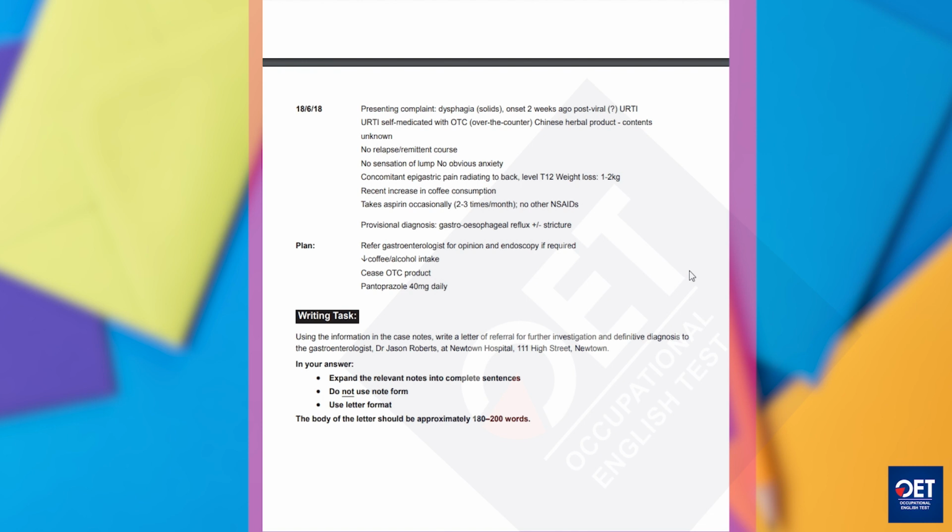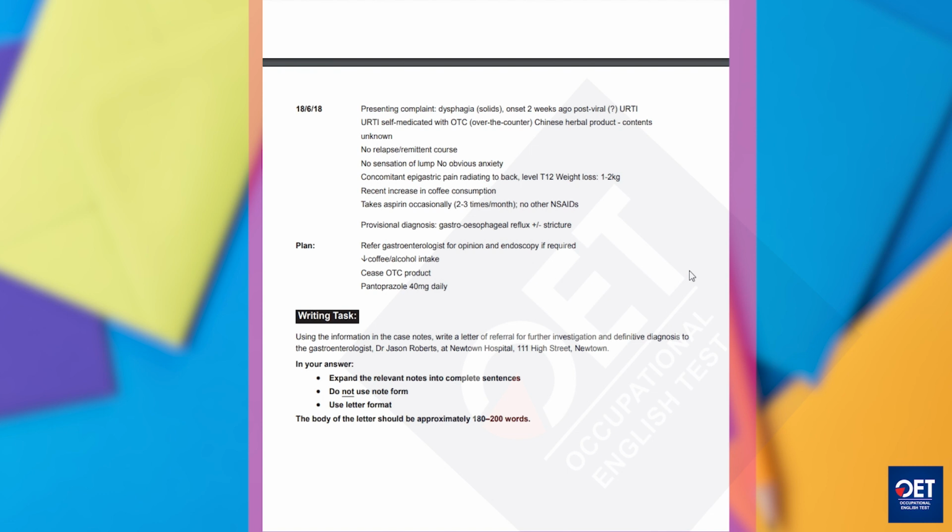Now she has the provisional diagnosis. If we read here, we'll just go forward. No relapse and no sensation of lump, no obvious anxiety, and concomitant epigastric pain radiating to back. And recent increase in coffee consumption. This is also something we need to note down. And she takes aspirin occasionally, 2 to 3 times a month.